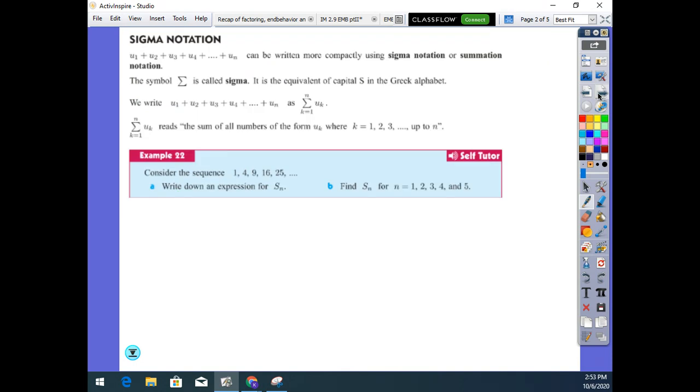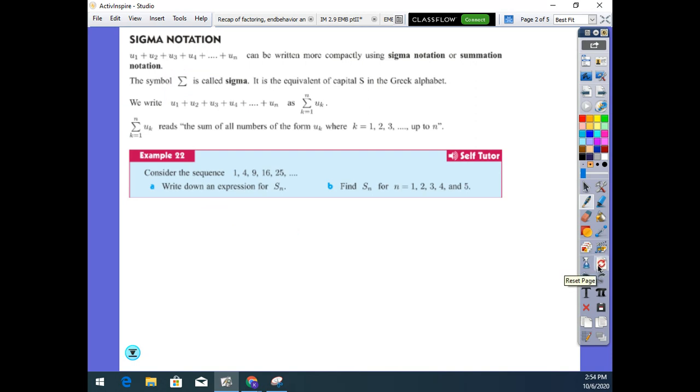All right, so one way we can condense series notation is using sigma notation. This is the Greek letter symbol, sigma. Anytime you see this, it just means the sum. This symbol means the sum of all terms. What are the terms being added together?